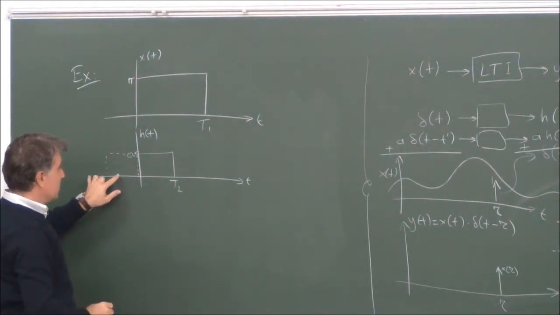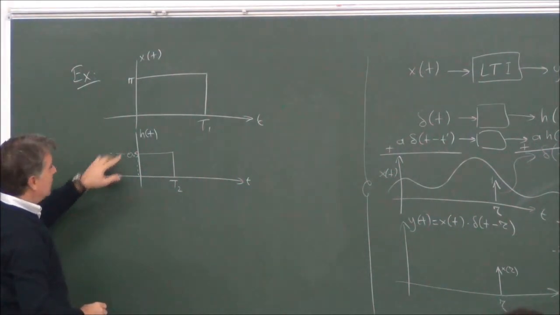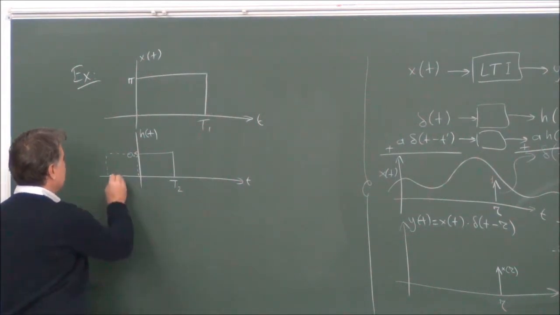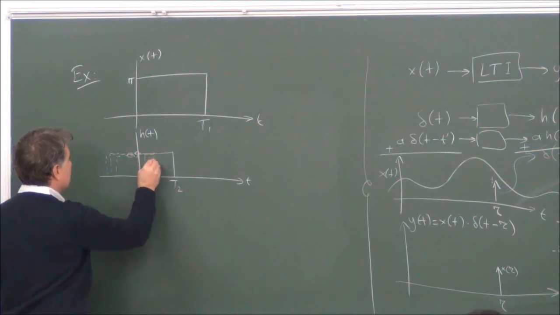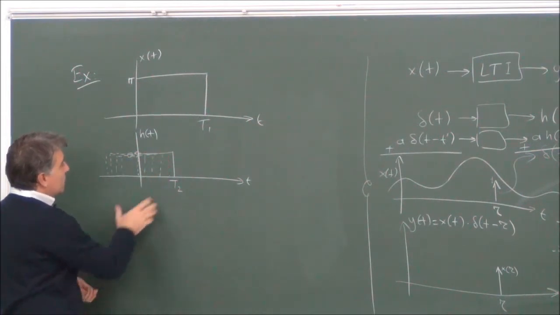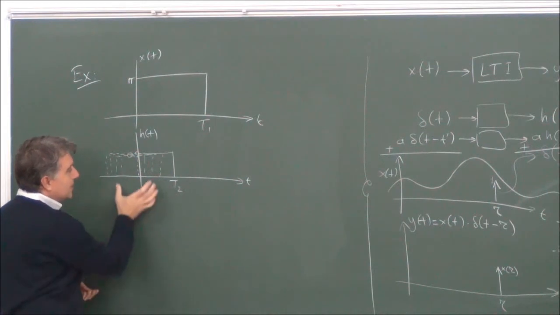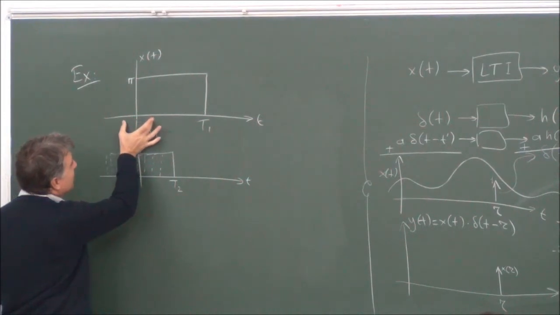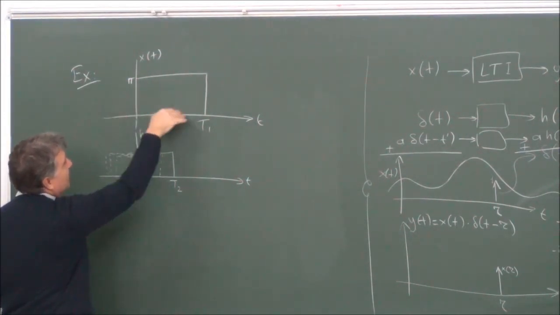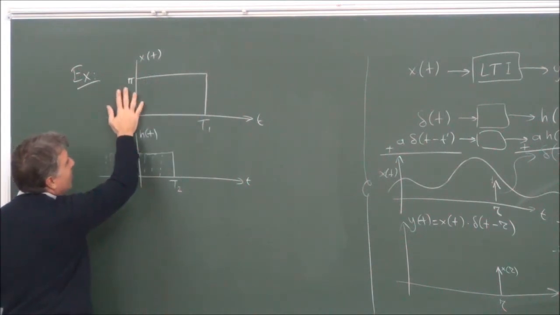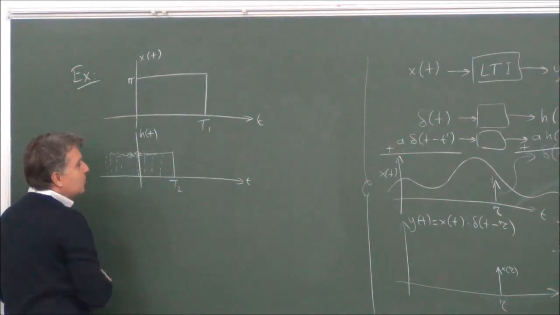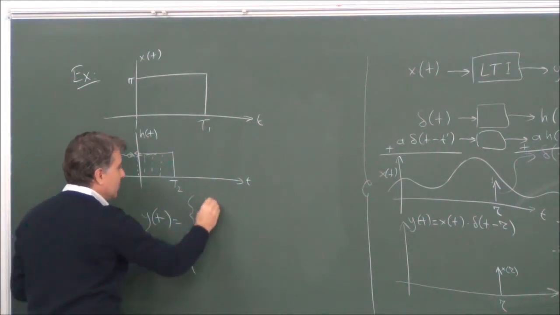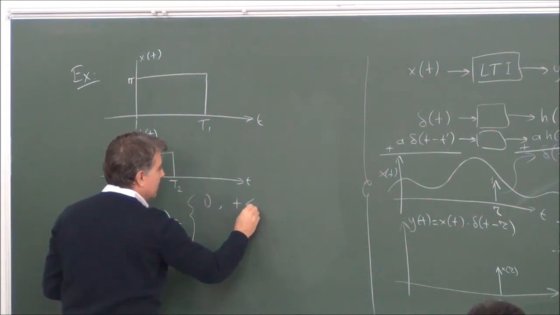Because if you slide towards left, there will be no overlap with the top figure. But if you slide towards right, it will be this, and then this, and then this, etc. So as you slide until the slide amount is equal to capital T2, it will come inside this overlapping region more and more. So the output, let's try to write it. It's equal to 0 when t is less than or equal to 0.